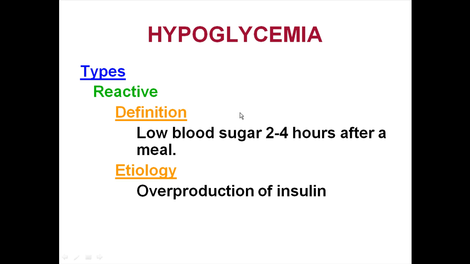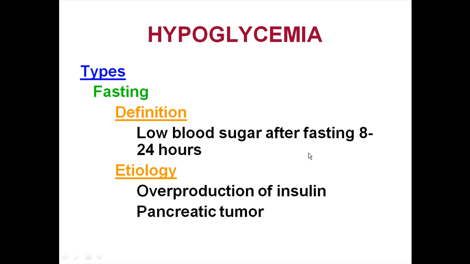Reactive would be where you have, very quickly, 2 to 4 hours after a meal, you get really hypoglycemic symptoms, and I have some slides on what those would be. Mainly, it could be an overproduction of insulin, so you just overproduce it for some reason. It's just a glitch.